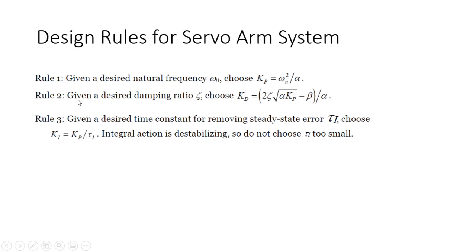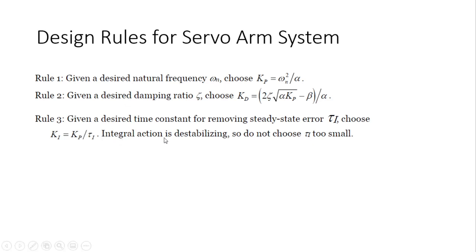Rule number 2: if you have a desired damping ratio, you choose kd according to it, so kd equals this. By this time you already decided on kp. Then rule number 3 is about the integral controller. If you have a desired time constant for removing steady state error, then you choose your ki so that it's kp divided by the time constant. Where did it come from? You really should go back to the part where we talked about the characteristic roots of the closed loop system.